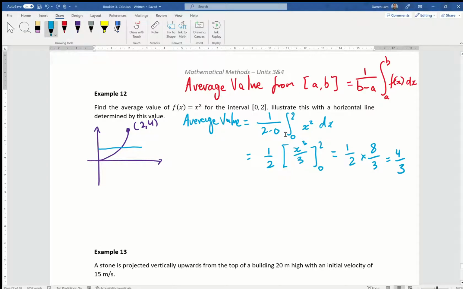Any questions? So with it says illustrate this with a horizontal line, would we just guess where 4 and 3 was and just draw a line? So normally you'd go backwards. You'd calculate it and then draw the line. Thank you for noting that. So you'd normally calculate it, then draw the line, but in this case I was just doing an estimation. But yes, you're correct. Jenny.